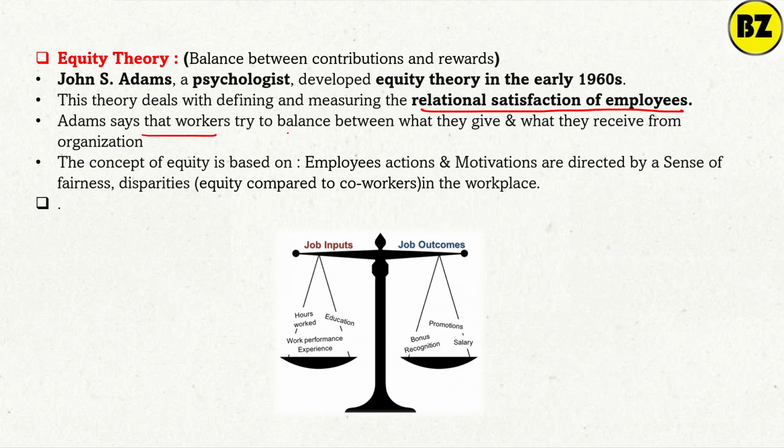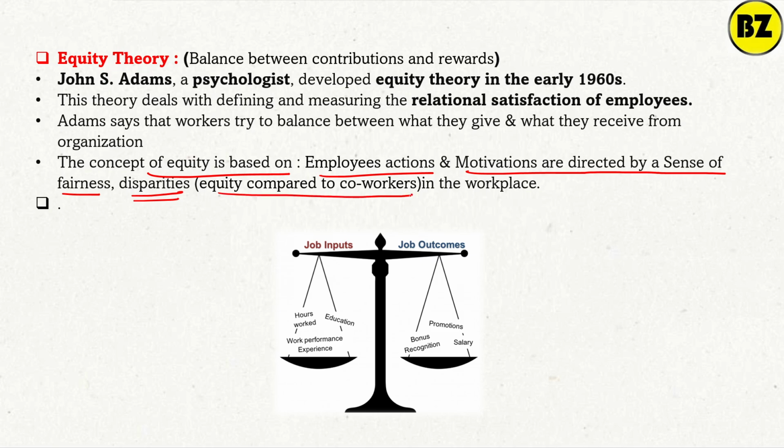So Adams says that workers try to balance what they give and what they receive from the organization, right? In a simple way, it is like a salary: work as per the salary. The concept of equity is based on the employee's actions. Motivations are affected by the sense of fairness and disparities. What do you mean by disparity? Equity with respect to the worker, and equity compared to co-workers. For example, if all clerks are getting the same salary, we can say there is equity among the workers in the workplace.